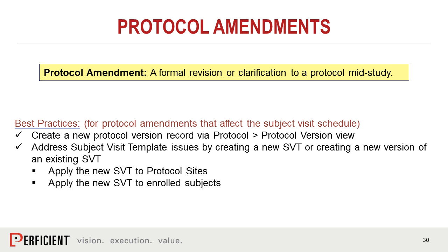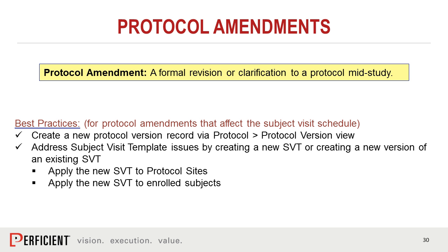If, however, the visits, the activities, or the associated payment schedule is affected by the protocol amendment, then the following additional tasks need to be completed. You need to create a new version of the existing subject visit template for that study. Either you do that by creating a new subject visit template that addresses those amendment items, or, like we mentioned earlier, creating a new version of the existing subject visit template for that study, and then you make your appropriate changes to the visits and the activities that are affected by that amendment.